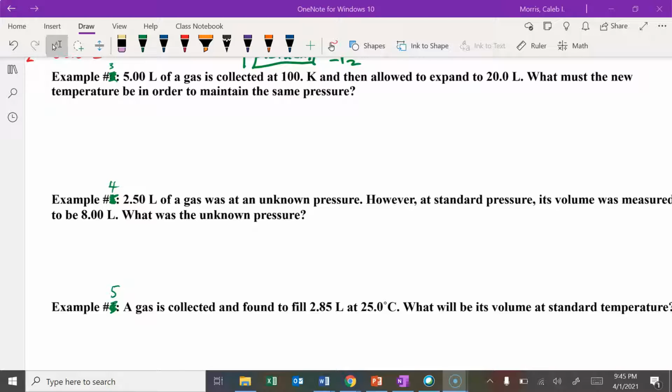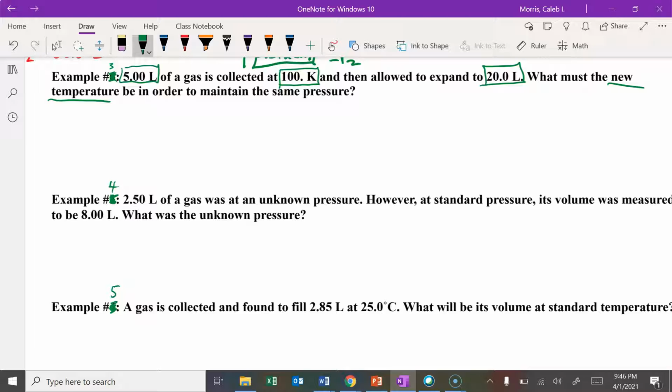So we start with a 5.00 liter gas collected at 100 Kelvin. Then it's allowed to expand to 20.0 liters. What must be the new temperature? So I'm looking for the new temperature. Initially, I had 5 liters, and the volume changed to 20 liters. So volume is changing, and I had 100 Kelvin. I'm looking for the new temperature.